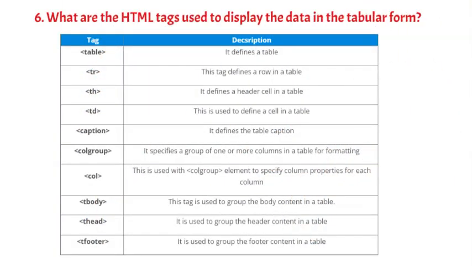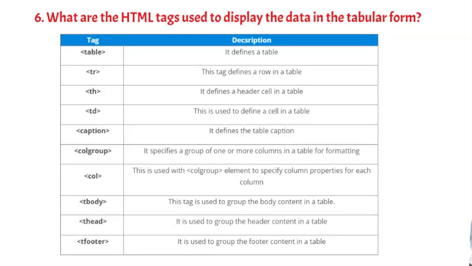6. What are the HTML tags used to display the data in the tabular form? <table>: it defines a table. <tr>: this tag defines a row in a table. <th>: it defines a header cell in a table. <td>: this is used to define a cell in a table. <caption>: it defines the table caption. <colgroup>: it specifies a group of one or more columns in a table for formatting. <col>: this is used with the <colgroup> element to specify column properties for each column.